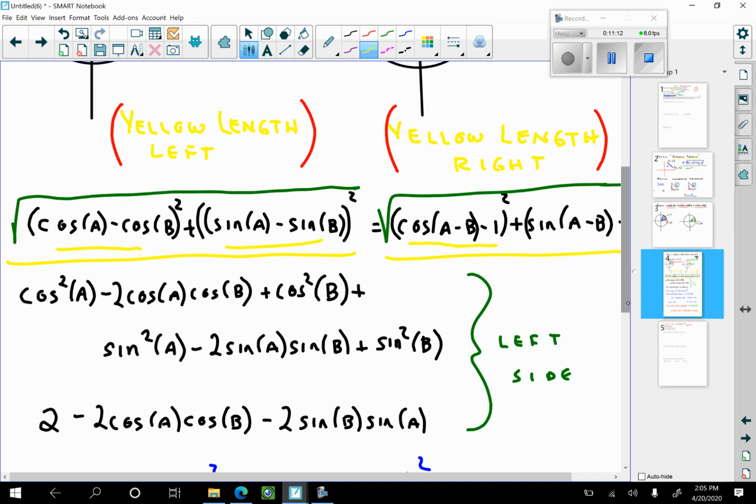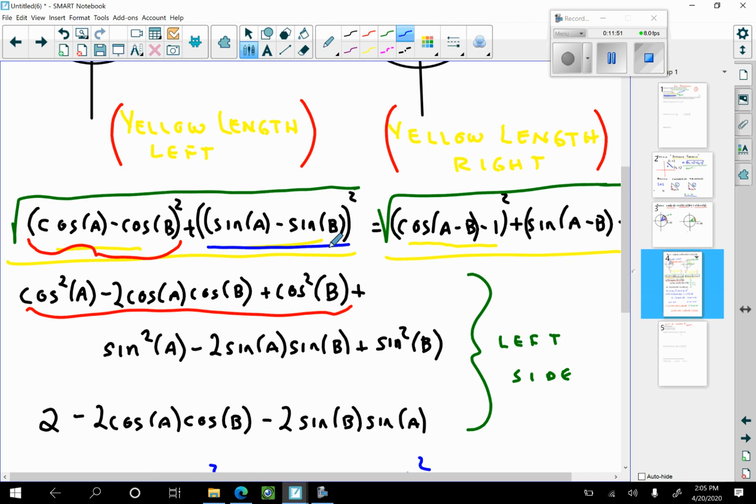And this is where the algebra is going to get intense. I'm going to take cosine of A minus cosine of B and square it. So this is going to be cosine squared of A minus 2 of those things multiplied together plus cosine squared of B. That's what cosine of A minus cosine of B squared is equal to. Next, I'm going to square sine of A minus sine of B.